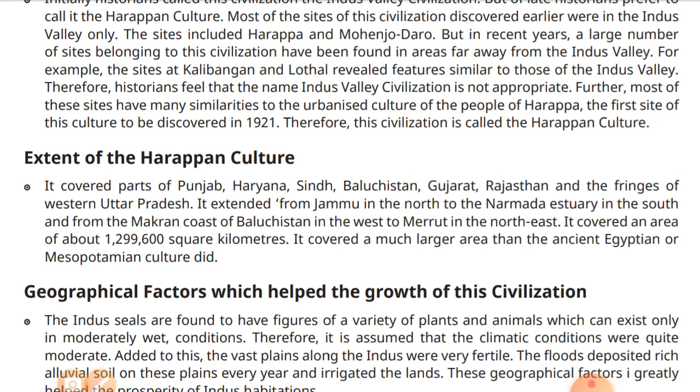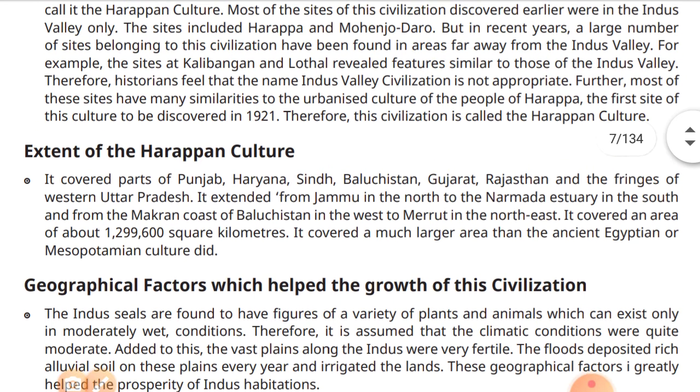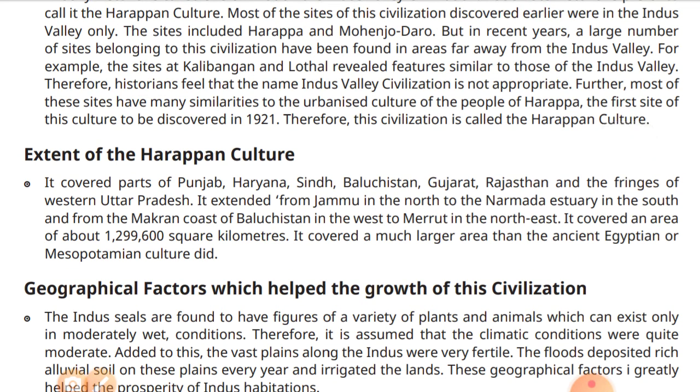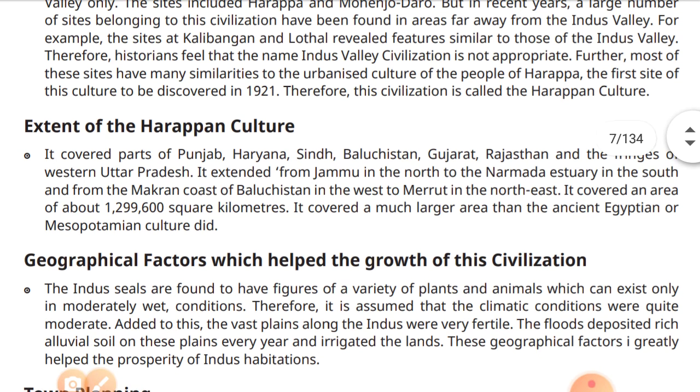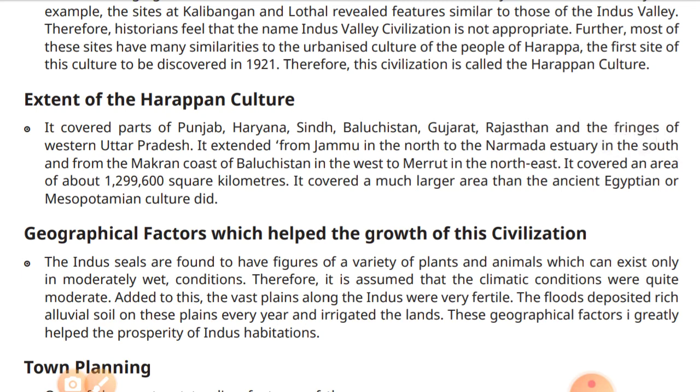Therefore, historians feel that the name Indus Valley civilization is not appropriate. Harappa was the first site of this urban culture to be discovered, in 1921, and therefore this civilization is called the Harappan culture.